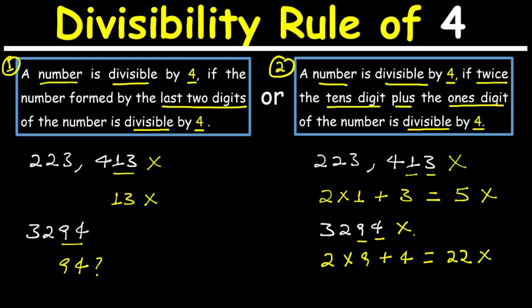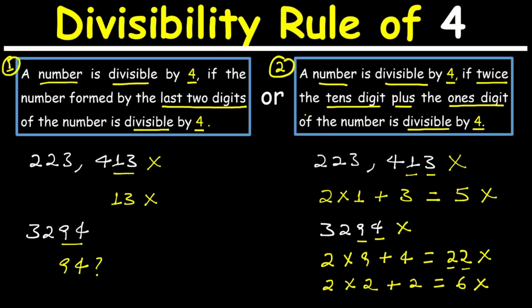By the way, if you don't know whether 22 is divisible by 4, you can repeat the same rule on 22. The tens digit is 2, so twice 2, plus the ones digit 2: 2 times 2 is 4, and 4 plus 2 is 6. And we know that 6 is not divisible by 4. Therefore, 22 is also not divisible by 4. Therefore, 3,294 is also not divisible by 4.